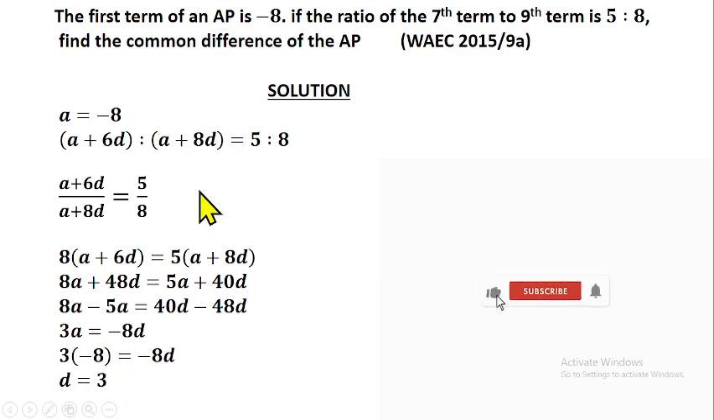Because I have to find the common difference, which is our D. So 3 times -8 is -24, equals -8D. You can divide both sides by -8. So that minus will take care of minus. So 24 divided by 8 will give us 3. So that means the common difference is 3. The common difference is what? Is 3. So you can see that that question is very simple as well. It's just a matter of interpreting the question.